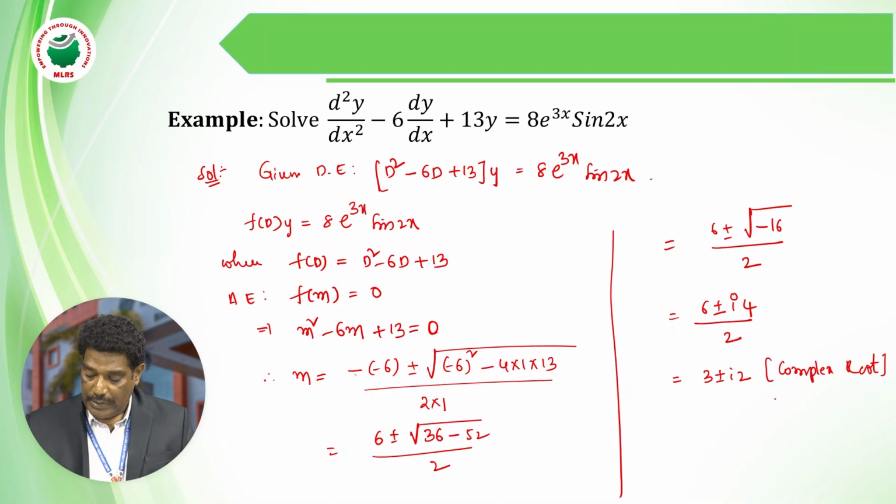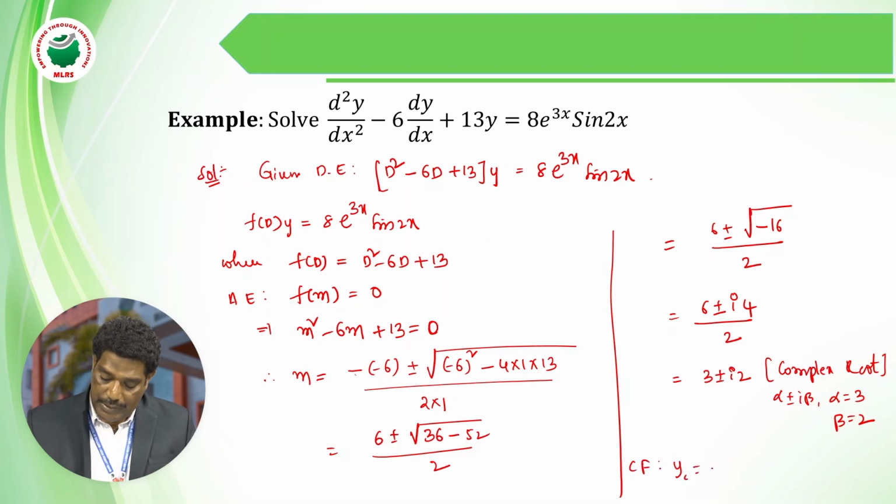Complex root in the form of alpha plus or minus i beta. Comparing with this, alpha equals 3 and beta equals 2. So whenever the roots are complex roots, how do we write the complementary function? That is, CF is yc equals e power of alpha x, meaning e power of 3x, into c1 cos beta x.